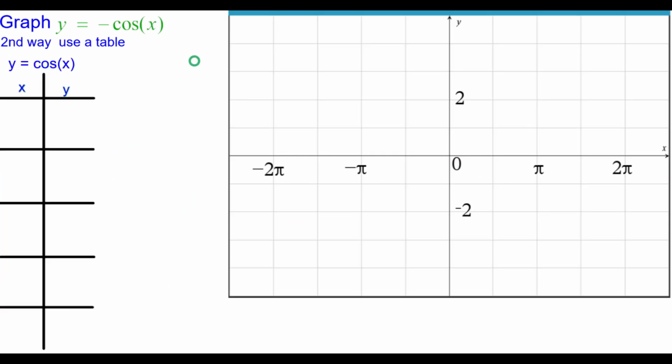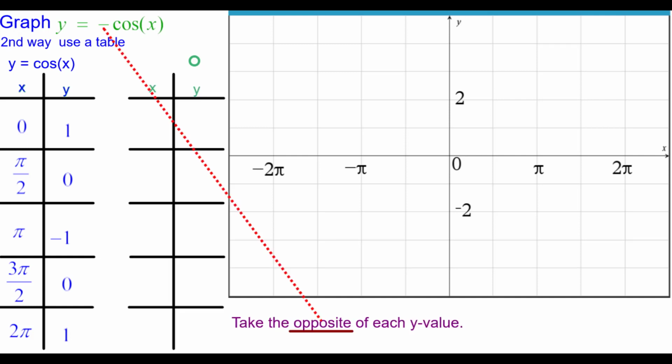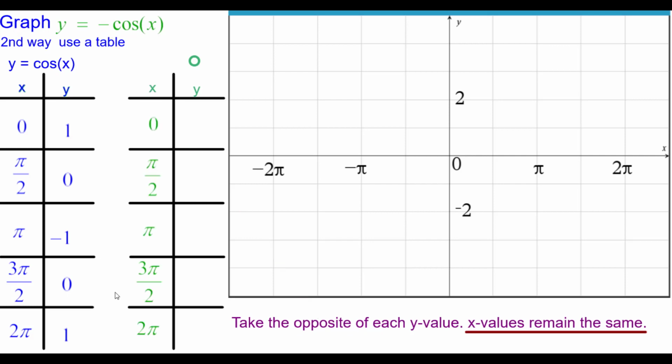Second way, using a table. So we'll use our unit circle values on the axes. We ask you to complete the table. Pause to do this. We're going to create a second table in green here, and this only parameter is going to have us take the opposite of each y value while the x values remain the same. So we can go ahead and fill in the x values exactly the same.